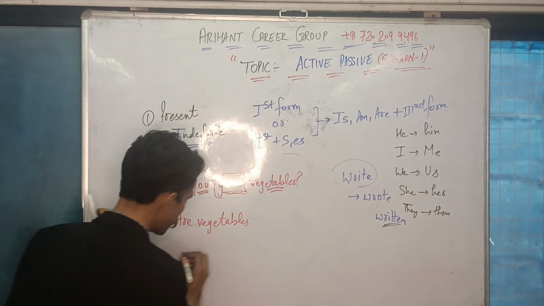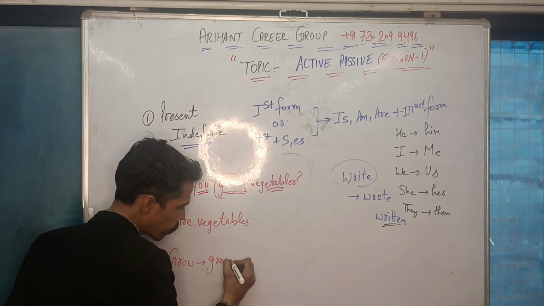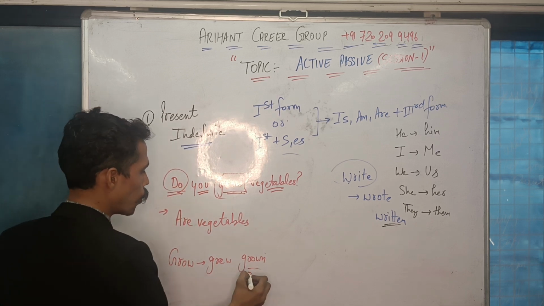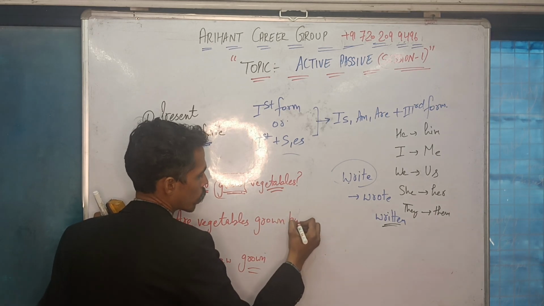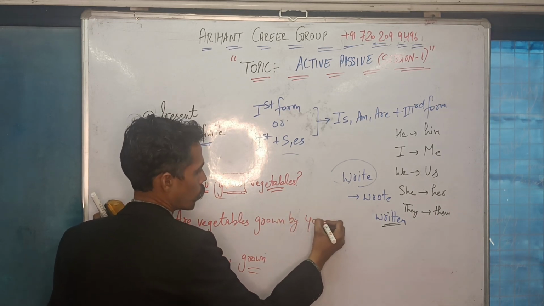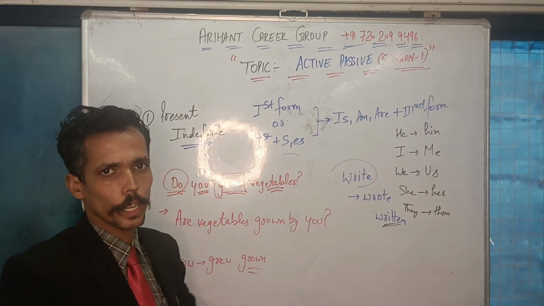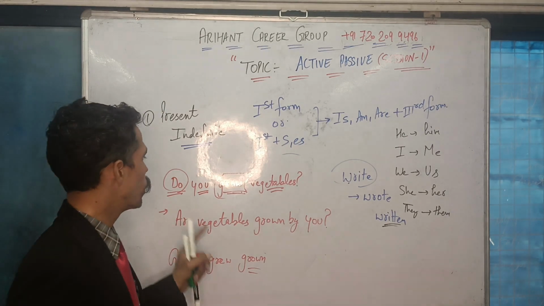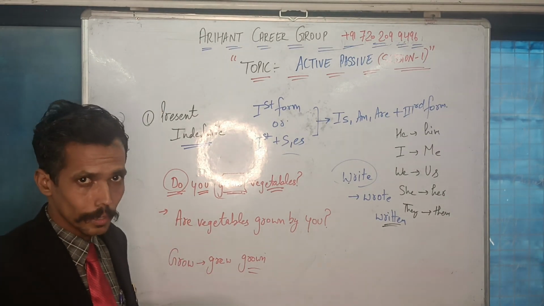Please note down the verb: grow, grew, grown. So that means the third form is grown. Are vegetables grown by you? You remains you because I did not cover you here. Other than these five subjects, whatever subject you get will remain the same in the answer. So you will remain you. Do you grow vegetables? Are vegetables grown by you? Am I right? The answer is clear.